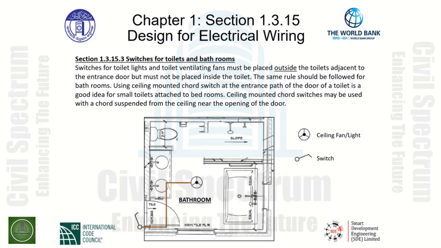Using ceiling-mounted cord switch at the entrance path of the door of a toilet is a good idea for small toilets attached to bedrooms. Ceiling-mounted cord switches may be used with cords suspended from ceiling near the opening of the door. Below is a bathroom indicated as a drawing. We have a switch provided outside of the bathroom door that provides control of the bathroom ceiling fan light assembly.